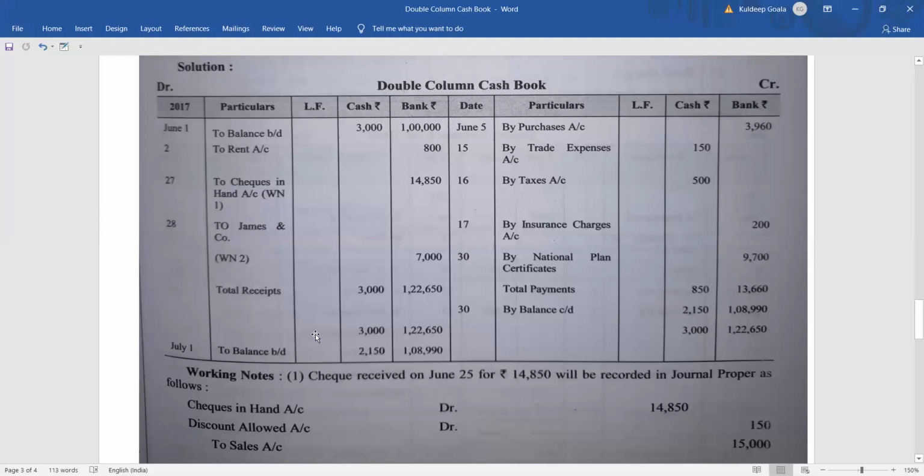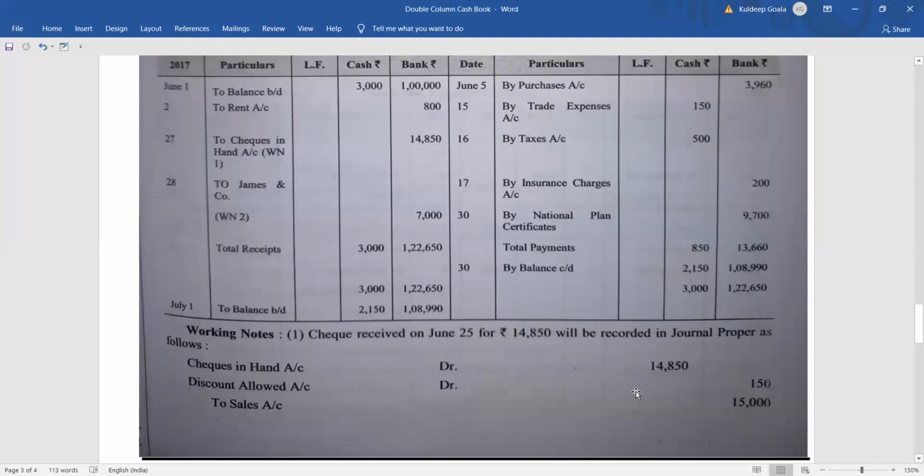And again on July 1st, it will become balance brought down, and it will be written in the bank and the cash column like this. Balance brought down, 2,150 in the cash column, 1,08,990 in the bank column. Clear? I hope all of you understood this question. Okay, this question is clear, I guess.